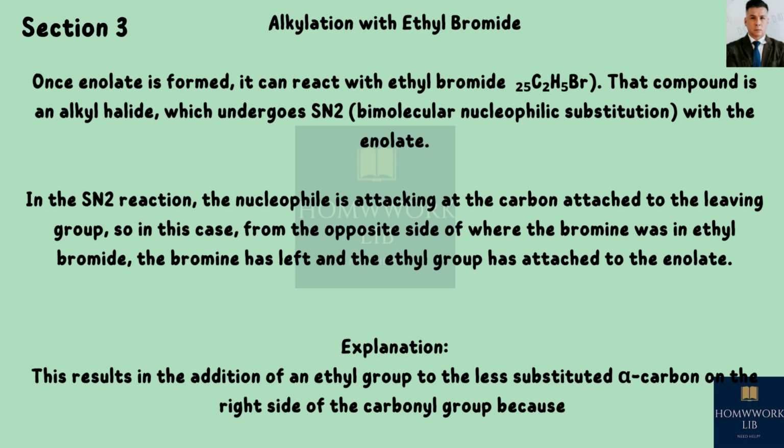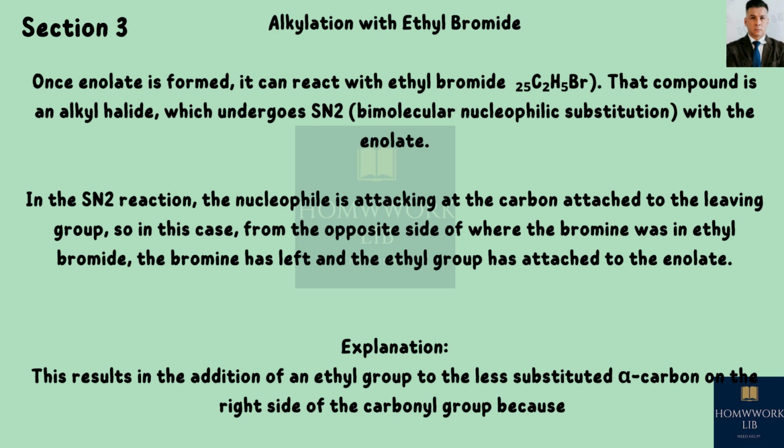Alkylation with ethyl bromide. Once the enolate is formed, it can react with ethyl bromide at 25°C. That compound is an alkyl halide, which undergoes SN2 bimolecular nucleophilic substitution with the enolate. In the SN2 reaction, the nucleophile attacks the carbon attached to the leaving group, so in this case from the opposite side of where the bromine was in ethyl bromide. The bromine has left, and the ethyl group has attached to the enolate.